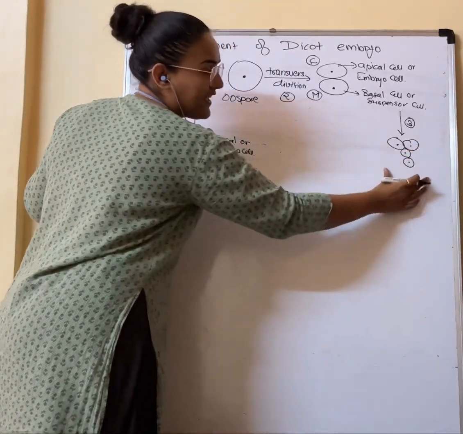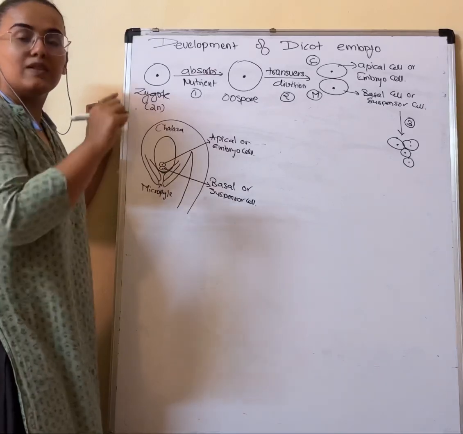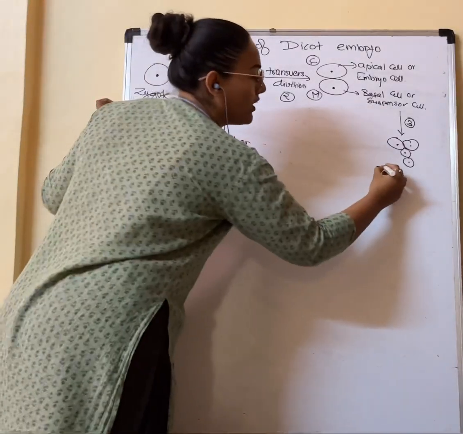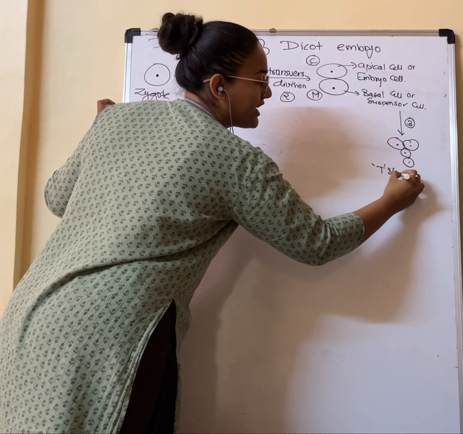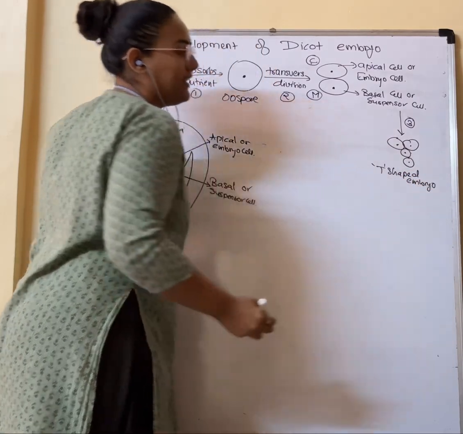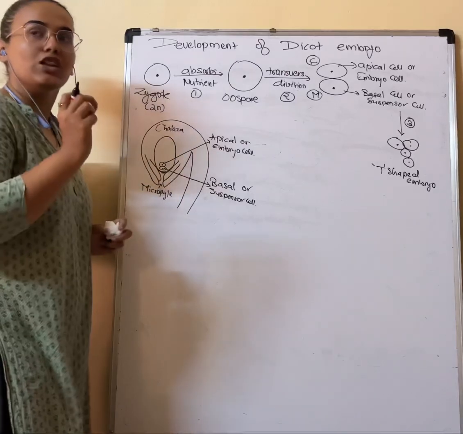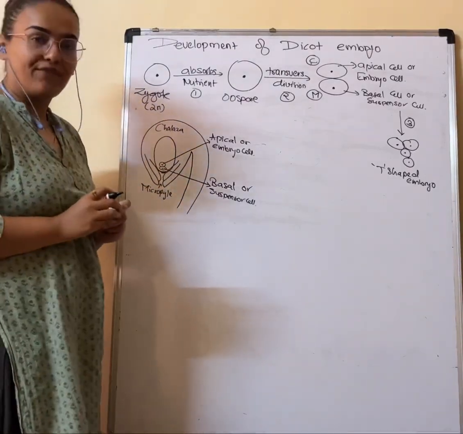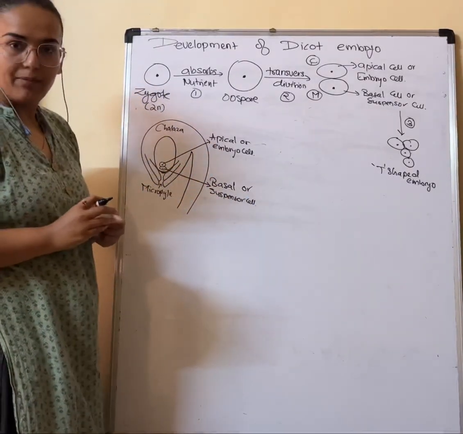Now, if we see this structure, it resembles a T. This is called a T-shaped embryo. Fine. Let's move to the second part.